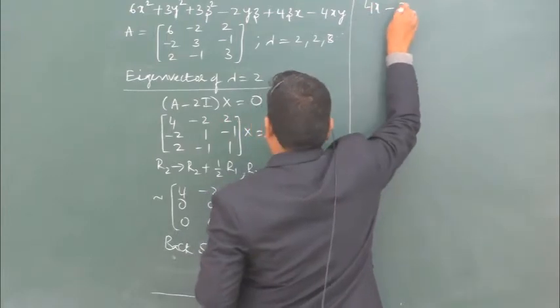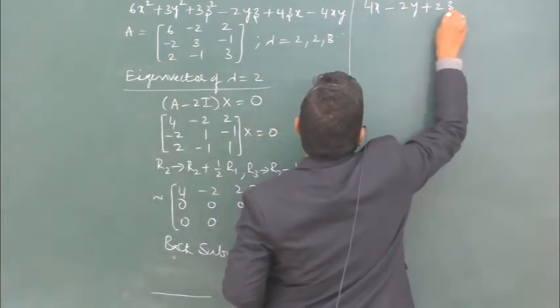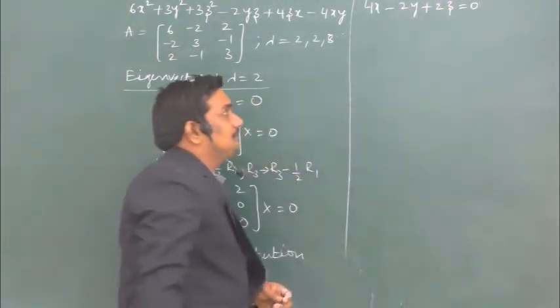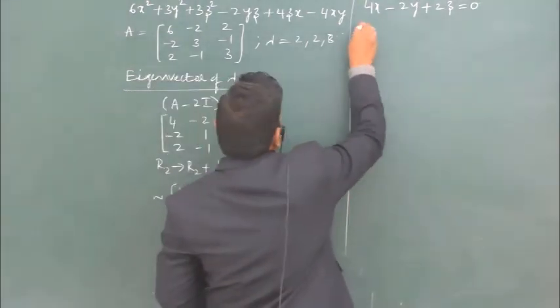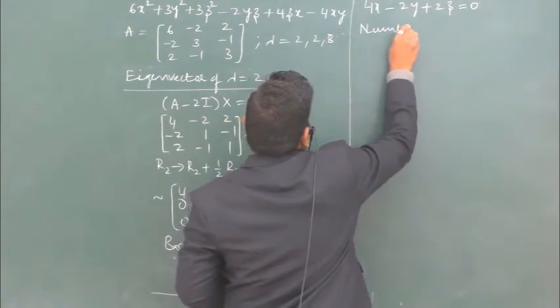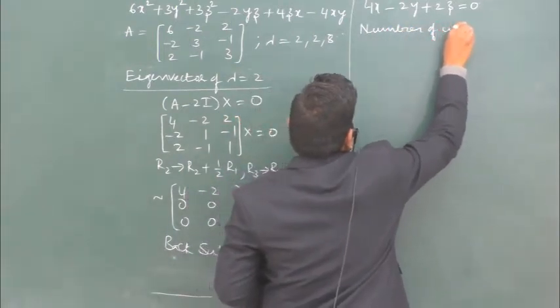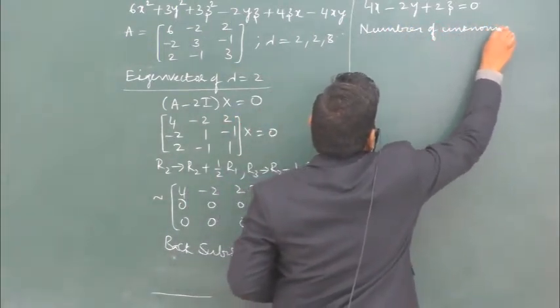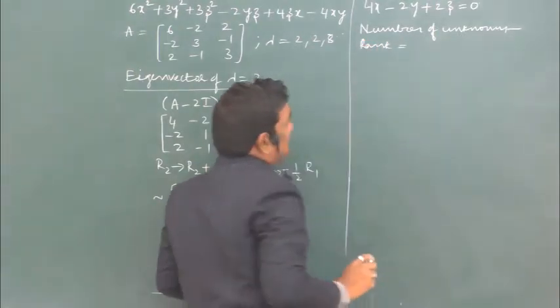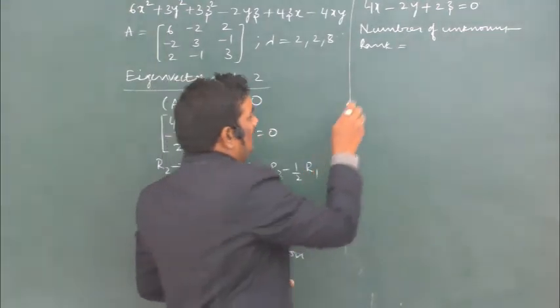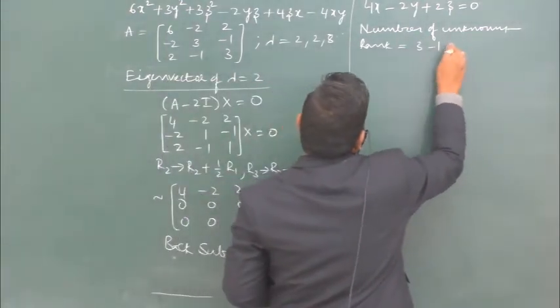you get 4x minus 2y plus 2z equals 0. Let us consider a difference. It has two terms. One is the number of unknowns. The other one is the rank of the coefficient matrix. Unknowns are x, y, z. The number of unknowns is 3 and rank is 1. The difference is 2.